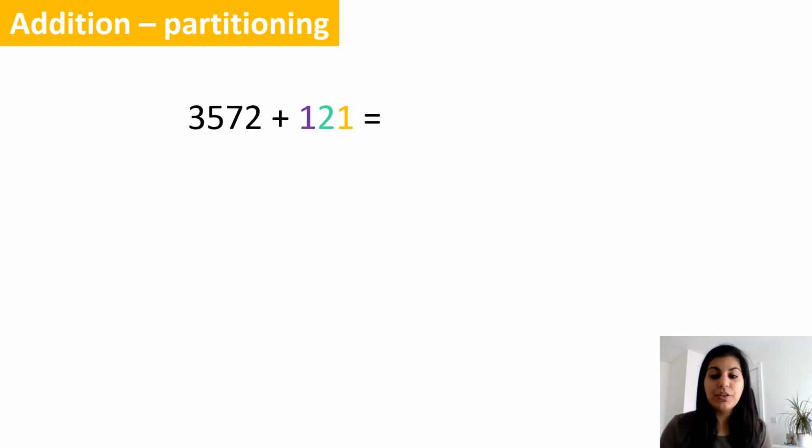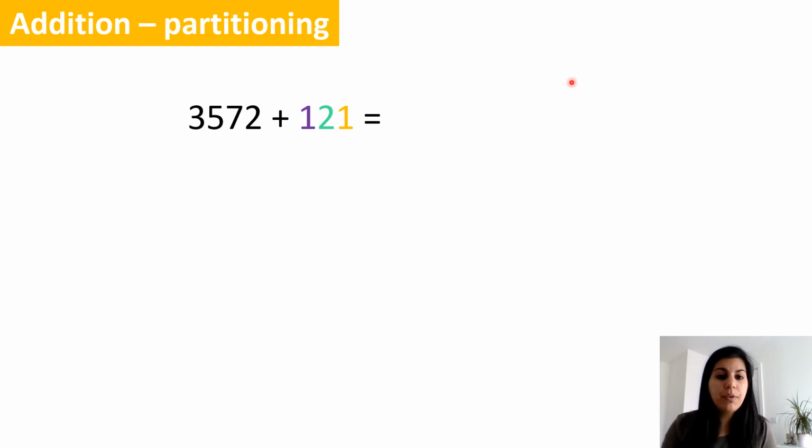Our next strategy we're looking at is partitioning. Now partitioning is really simple. All it is, we're splitting up a number into its hundreds, tens and ones in this case. Sometimes you might be partitioning into thousands as well, or sometimes it might just be tens and ones. And what we do in partitioning is we add each of these separately. So let's have a look at my example.